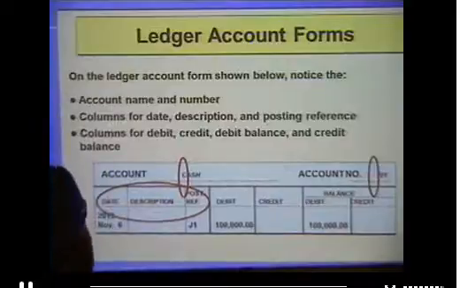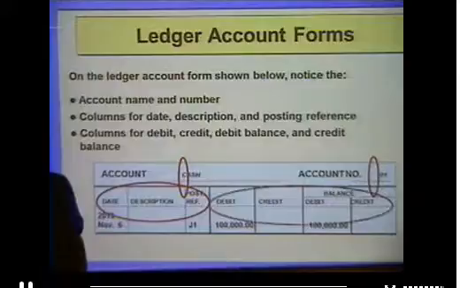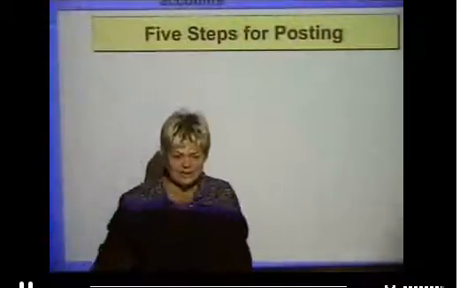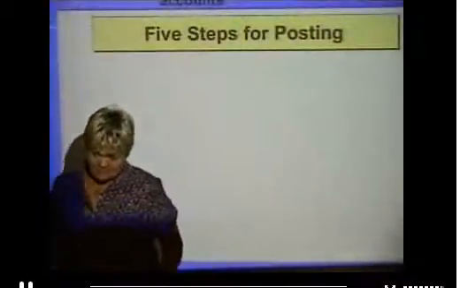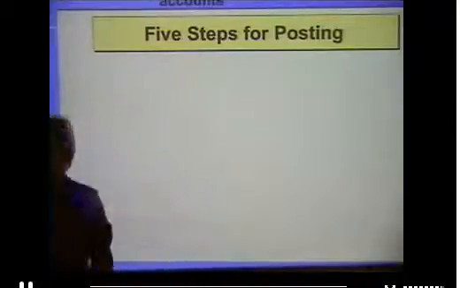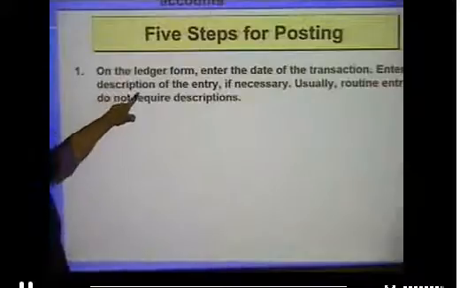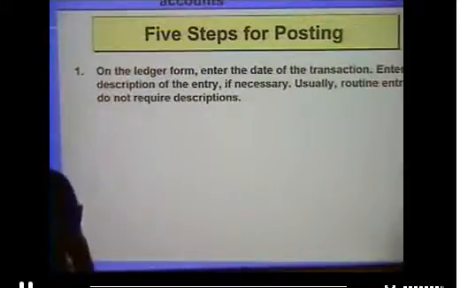Okay, so there are 5 steps in the posting process. You must follow these steps. Step 1, go to the ledger form and enter the date of the transaction that you're going to be recording from the journal page. It should match the date of the transaction on your journal page.